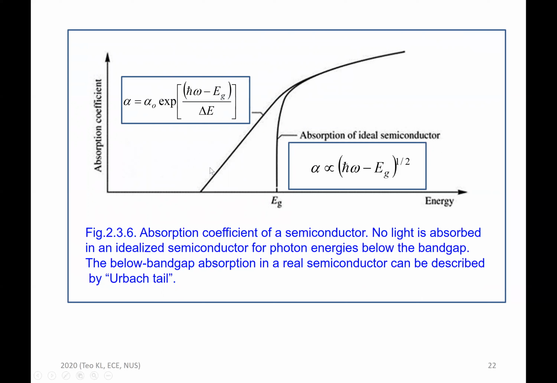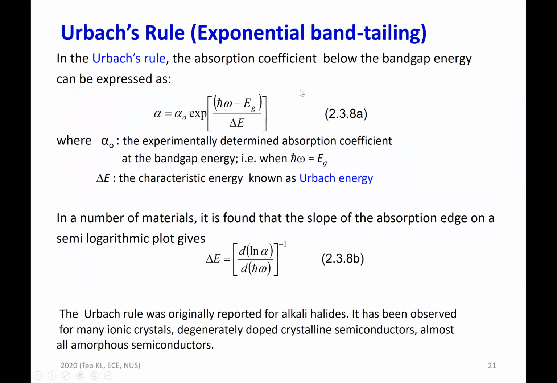So if you plot this equation, you go like this. For an ideal semiconductor, we have derived that the absorption should have a square root dependence. For this expression, alpha naught is an experimentally determined absorption coefficient at the band gap energy. So with h bar omega minus Eg, if the photon energy equals the band gap, alpha equals alpha naught.